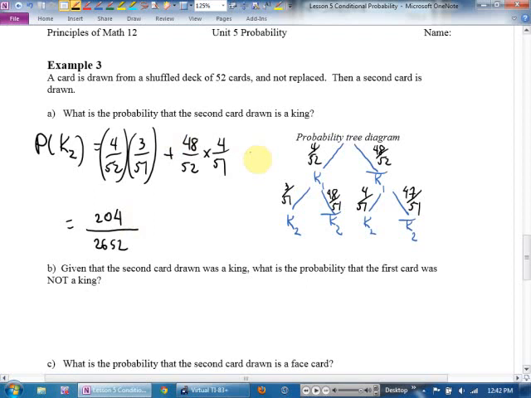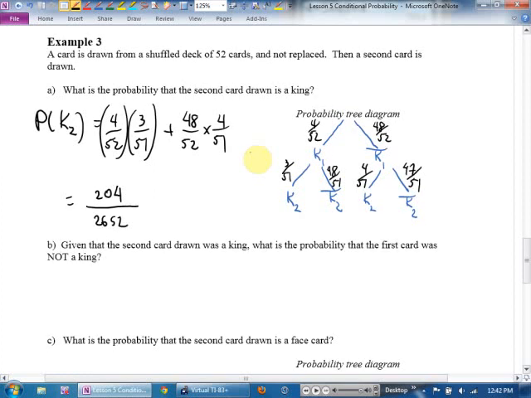What's the first word, Nicole, of Part B? Conditional. Okay, so let's set up the statement. Given, what's the given that they gave me? You're right, say it louder. In my notation, what is it? K1, not K1, K2, not K2. Which? K2, right? What's the probability that the first card was not K1? Okay.